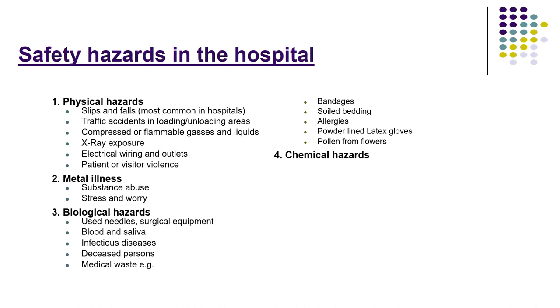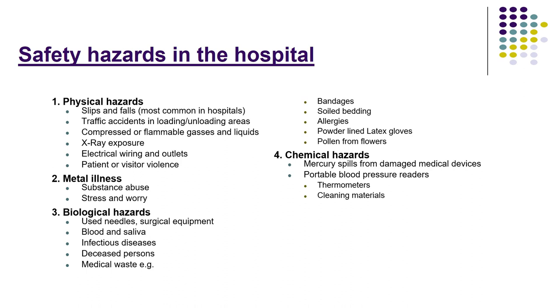Chemical hazard in the hospital. Mercury spill from the damaged medical devices, portable blood pressure reader, such as thermometers and cleaning materials. And psychological hazards. Stress, fatigue, and burnout. Okay, these are the safety hazards in the hospital. The first one is physical hazard, second mental illness, third biological hazard, fourth chemical hazard, and fifth psychological hazard.